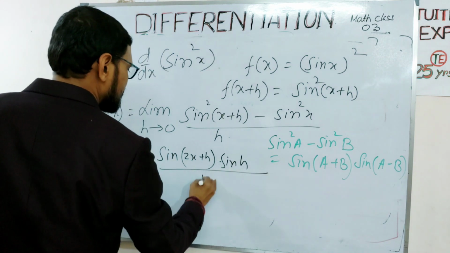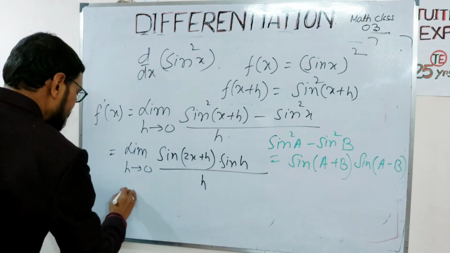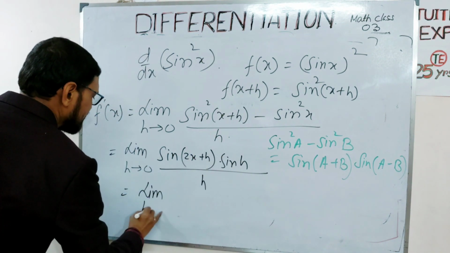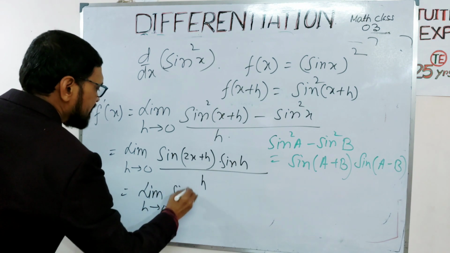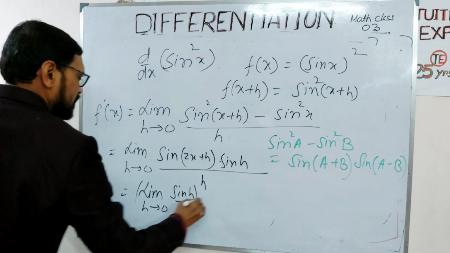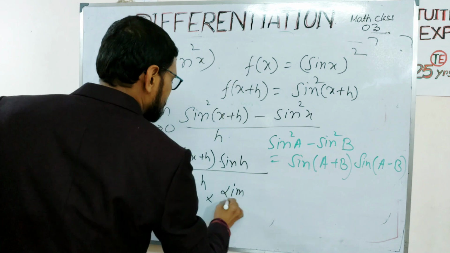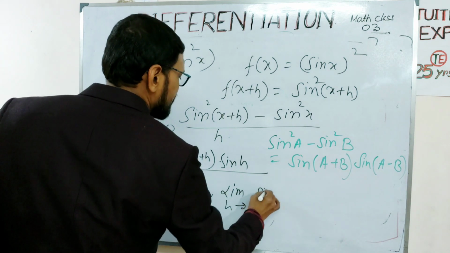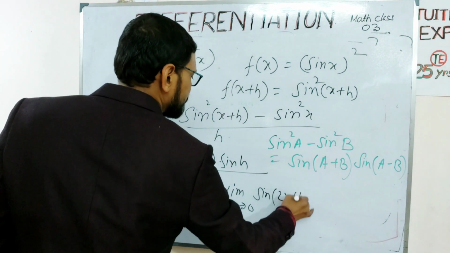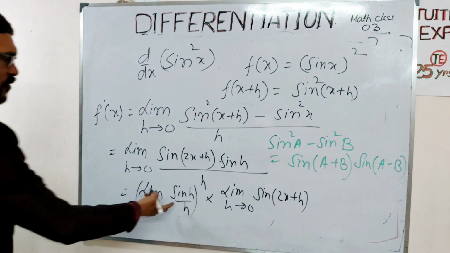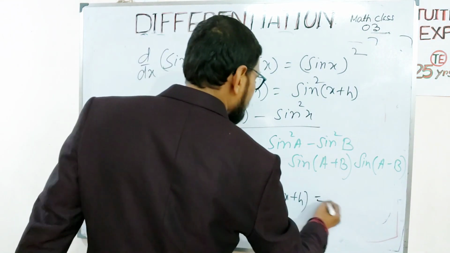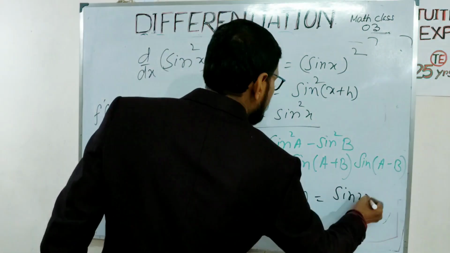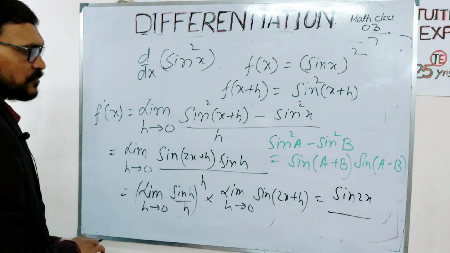Now limit h tends to 0, sin h by h, and limit h tends to 0, sin of 2x plus h. So this result is 1 and the final result is sin 2x. So that is the derivative of sin square x from first principle.